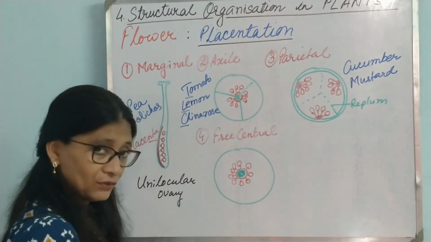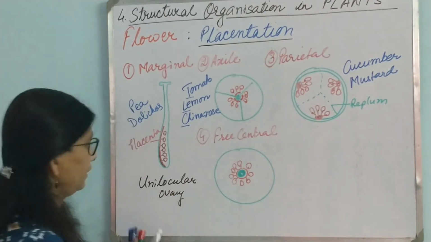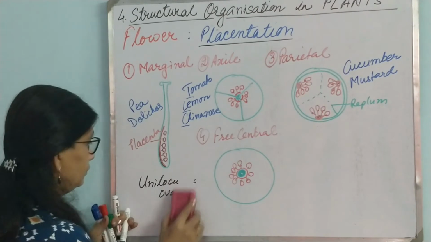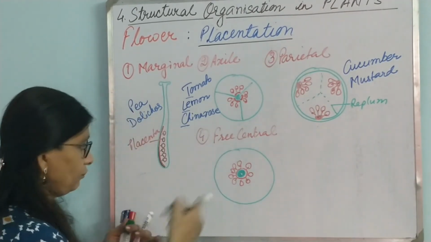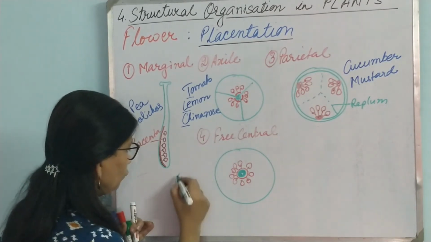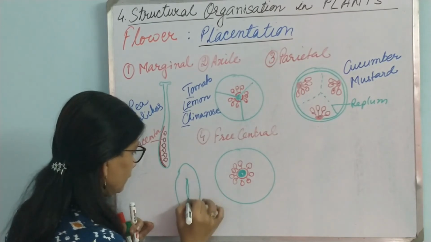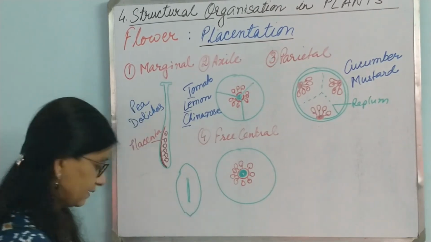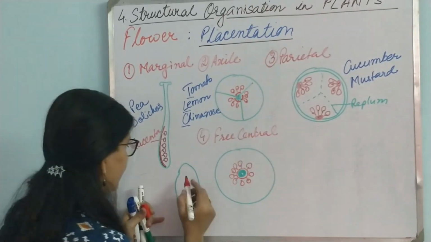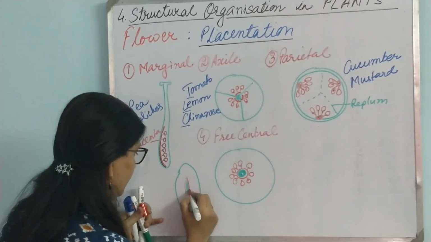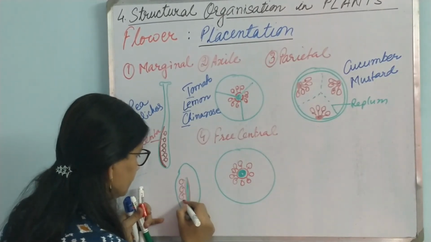So if we see the transverse section of this, we get to see something like this. So I'll write this as unilocular. Unilocular was only this one, the rest are all multilocular. If we draw a longitudinal section, we will see something like this. This is the central axis, and the placenta is there around the central axis, and the ovules are arranged like this.